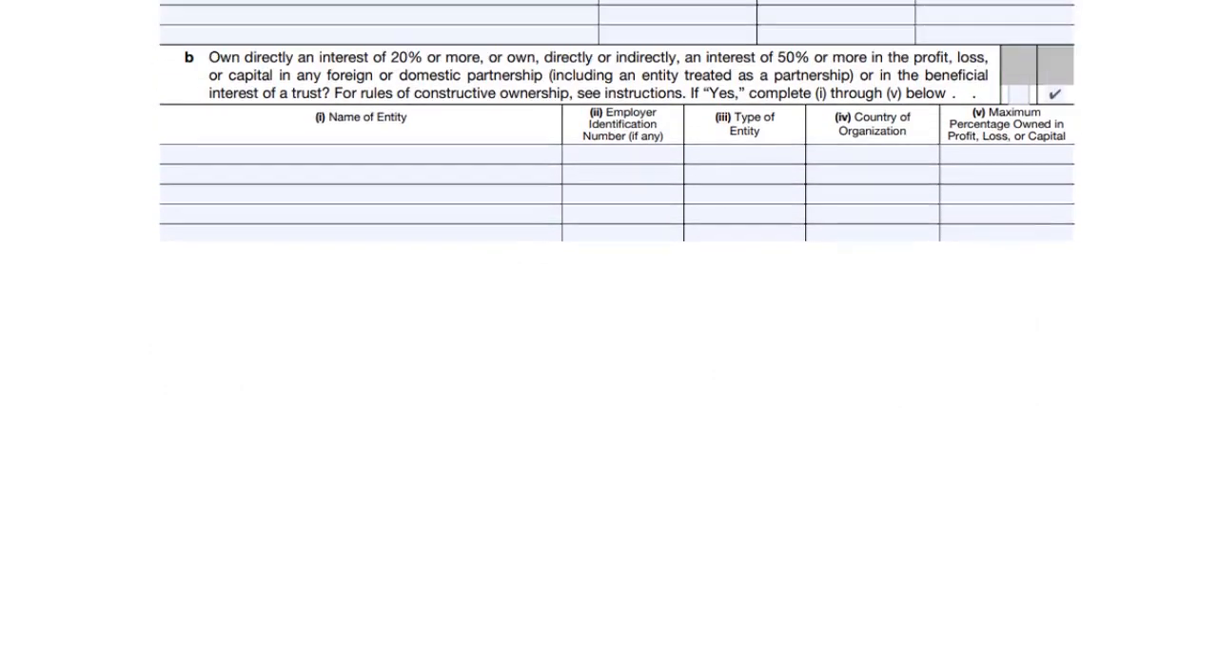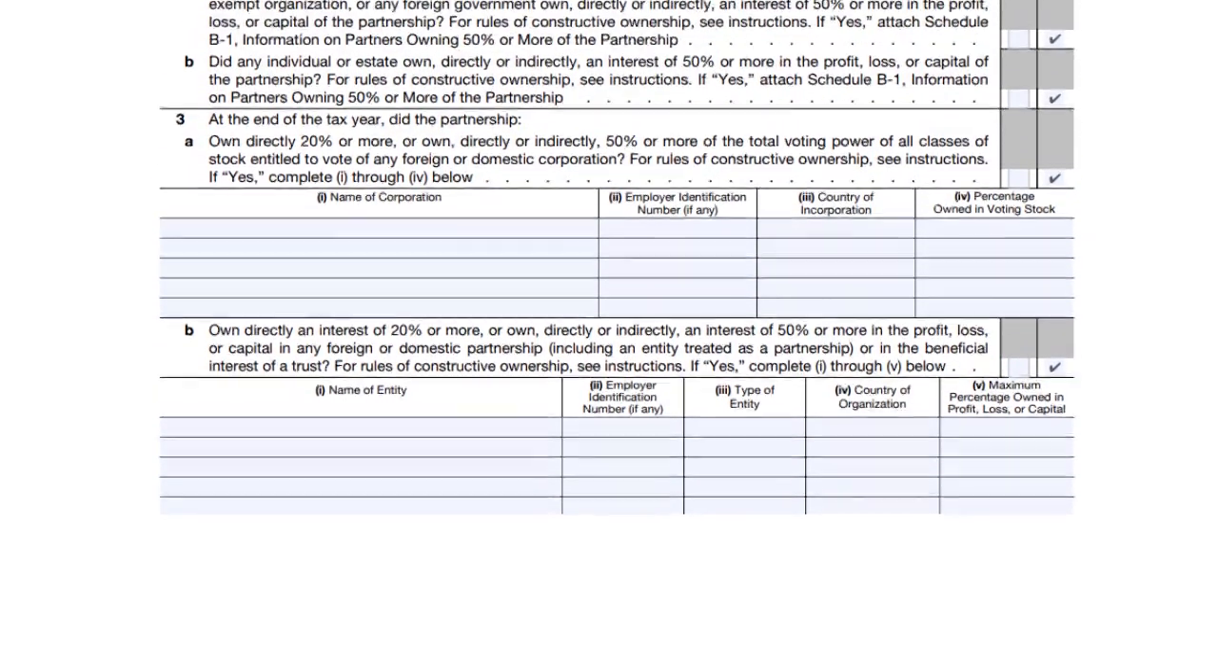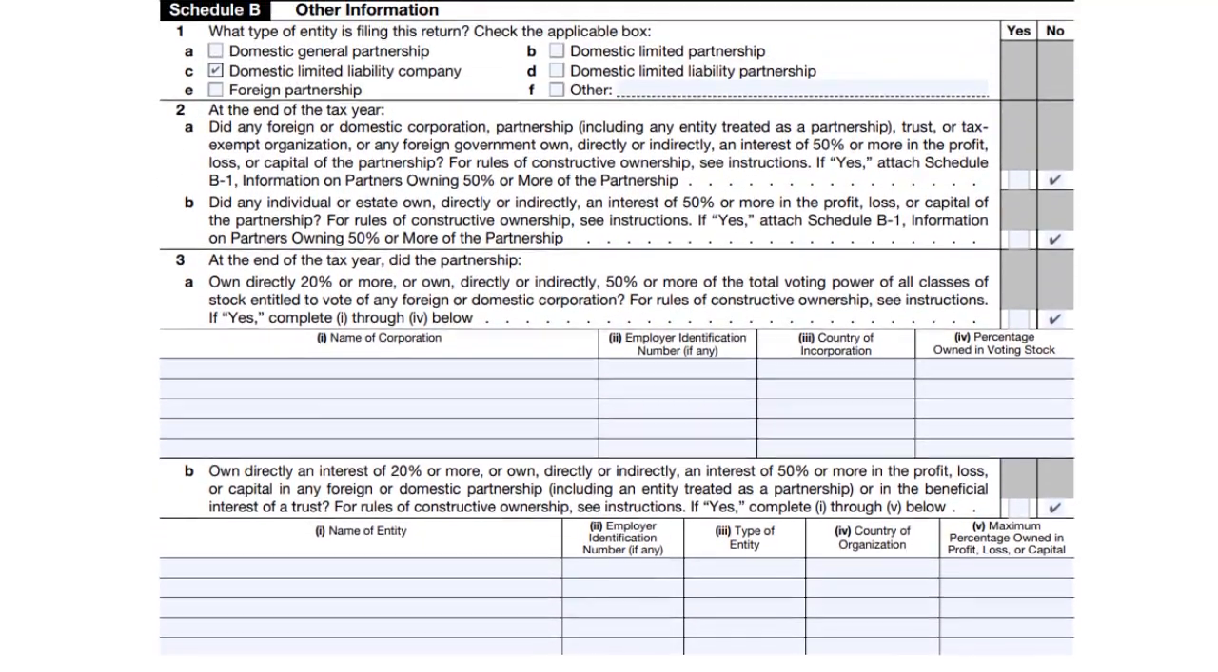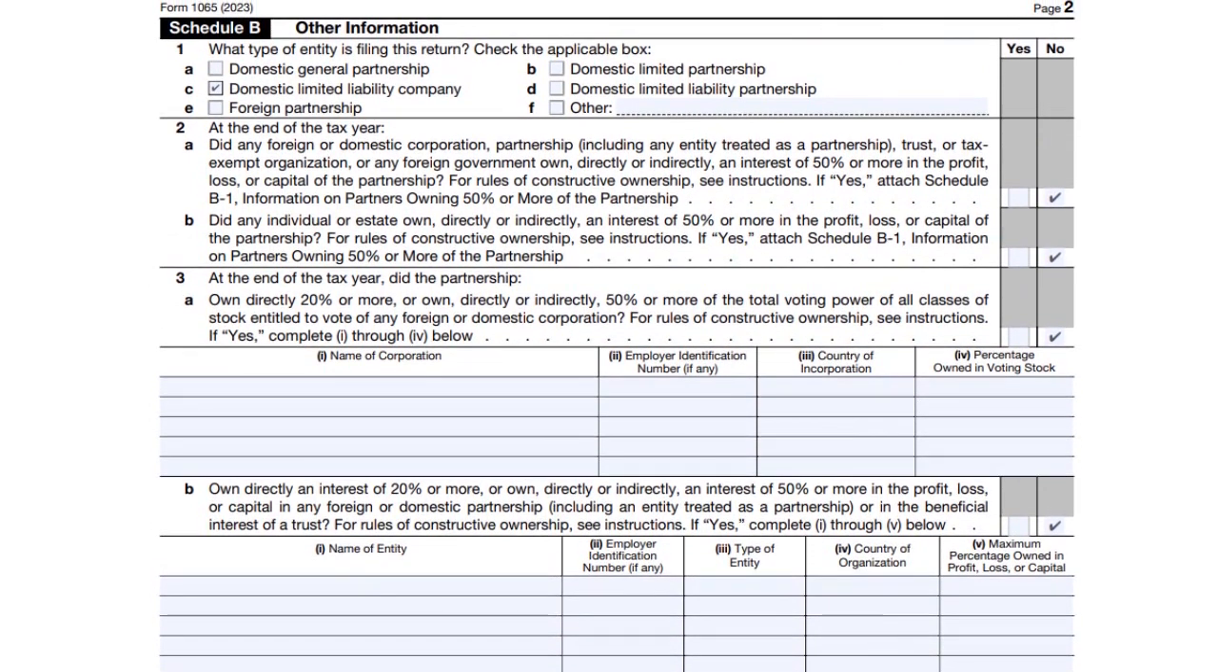So Schedule B actually talks about other information. Here we choose the appropriate section. We chose to be a domestic limited liability company, so domestic LLC. If this is different in your case, you have to put the appropriate information. And also basically we put no all the way to the bottom.